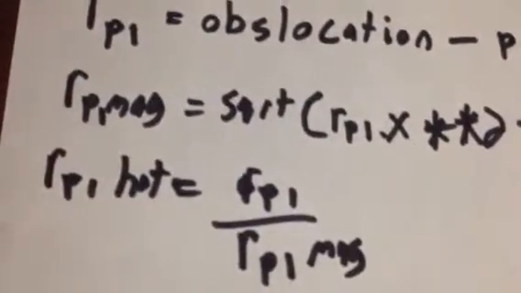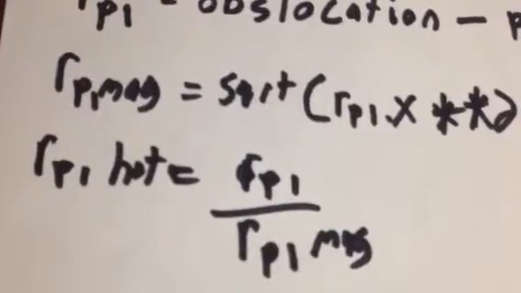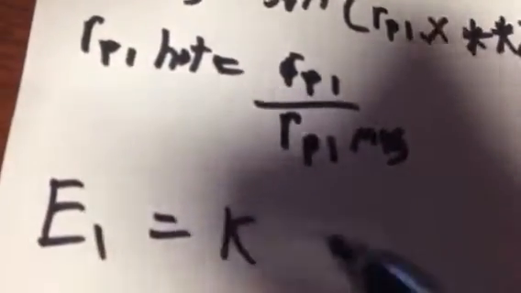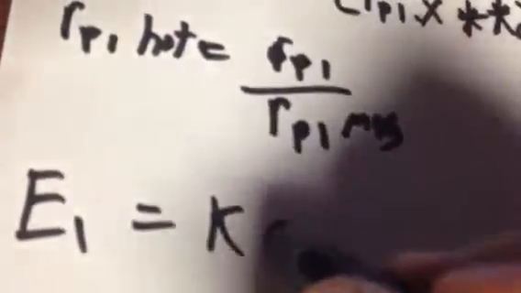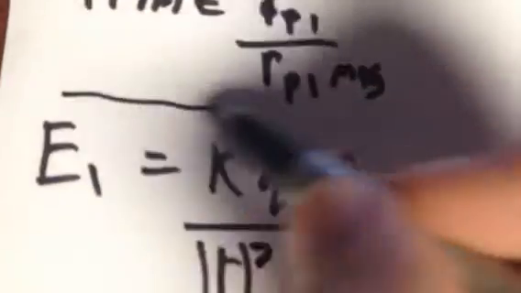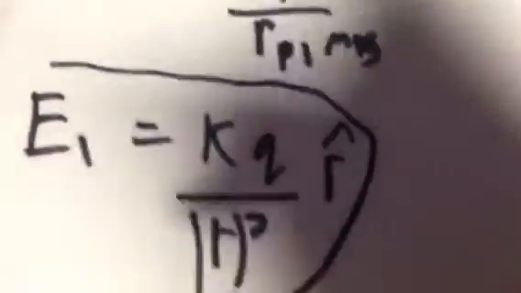Alright. So now that gives you the E field, the E of 1. That's the electric field of 1. This allows you to calculate the electric field of 1, which is going to be k, which is 9e9, times Q over r magnitude squared, times r hat. This is not going to be put in the computer, but this is what we're doing.